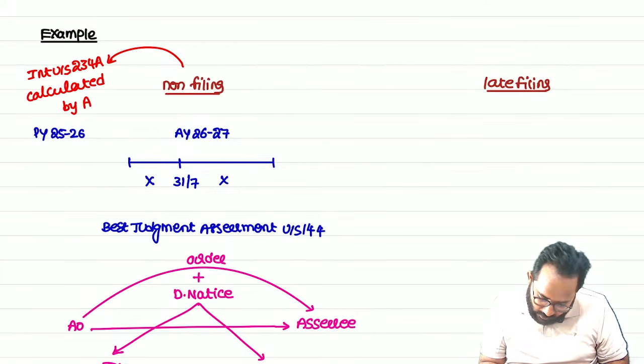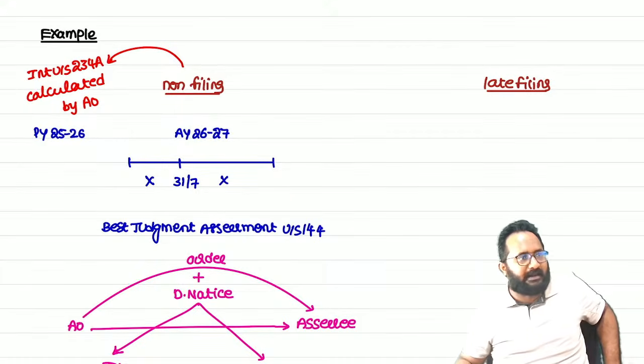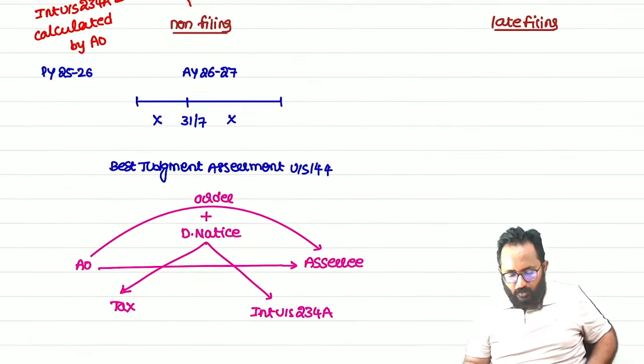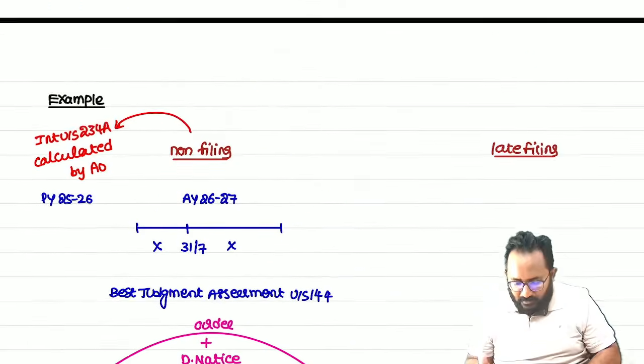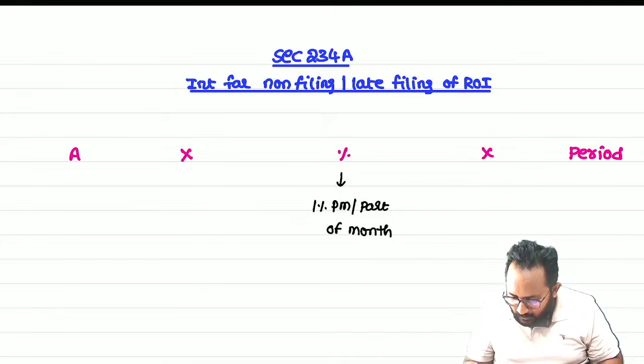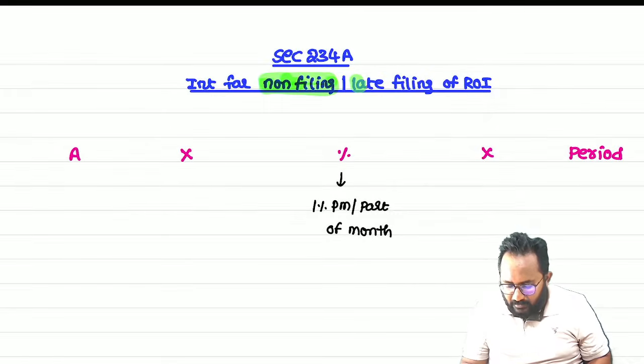Calculated by whom? AO. Here SSC will not at all calculate anything. Directly who will calculate? AO. Okay, understood the first thing. Sir, now first here we discussed the non-filing case. Non-filing case, who will calculate directly? AO. Shall we discuss the late filing case?